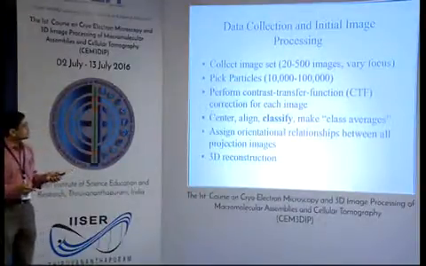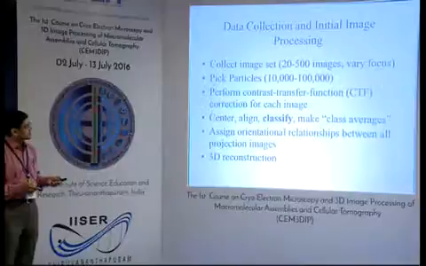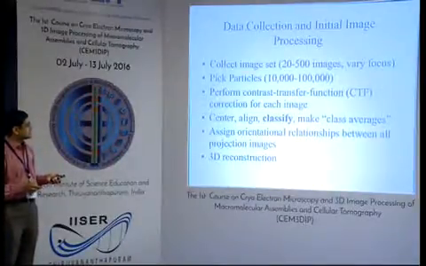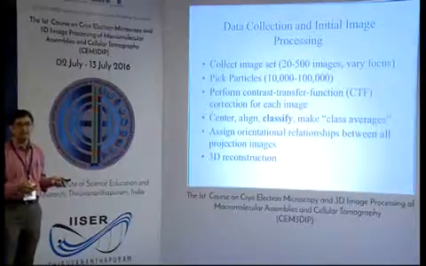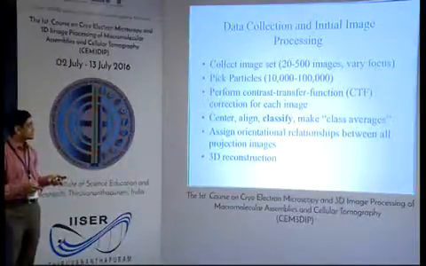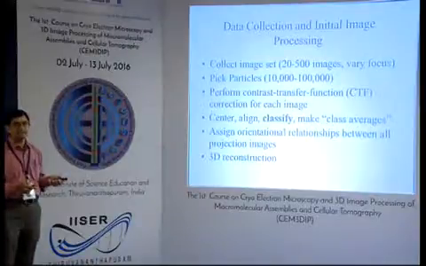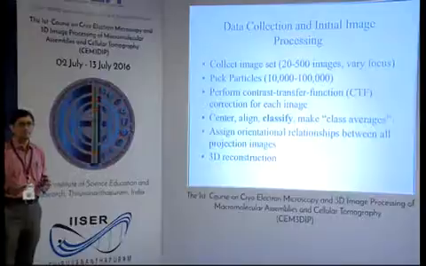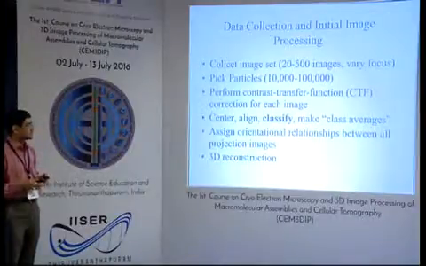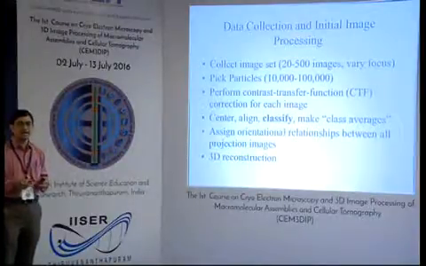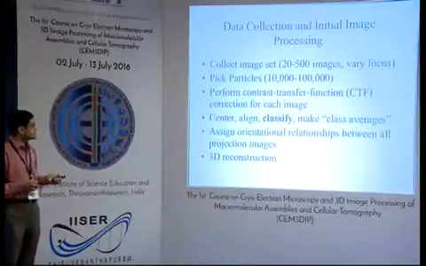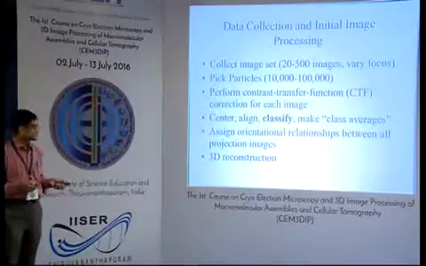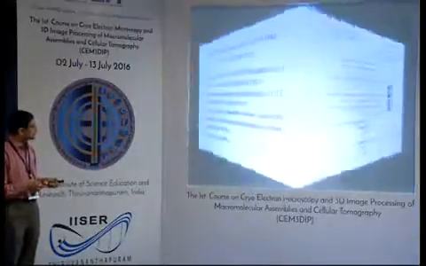So basically you do a data collection, pick particles, perform contrast transfer function, which you are familiar with now from the last 2 days of lectures. Then you have to do aligning before you do classification. Without alignment, classification is irrelevant. Of course it can be done, but if you want to find out the heterogeneity or variation in that, it has to be aligned. And assign orientation relationship between all projection images, and that will give the 3D reconstruction. That's what I briefly described to you.